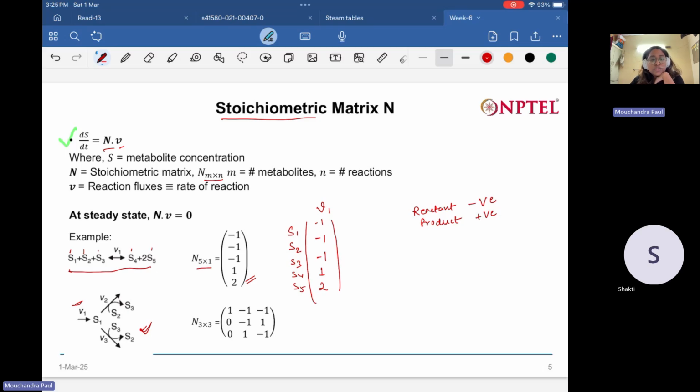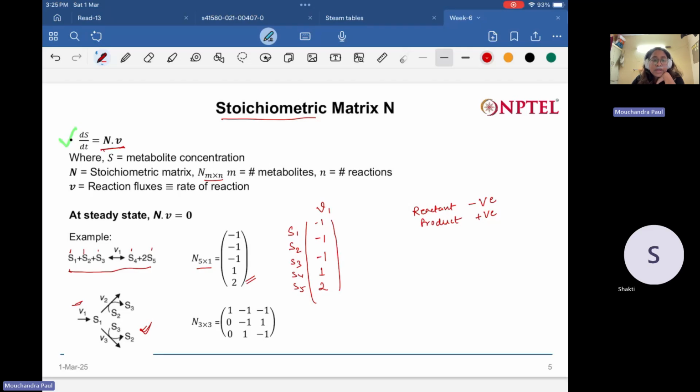So for those kinds of reaction systems, we can understand the rate at which each metabolite is getting formed, right? The dS/dt, the rate of change of the metabolite concentration, we can represent as a dot product of N dot v, which is a dot product of the stoichiometric matrix and the reaction flux or the rate of the reaction v.